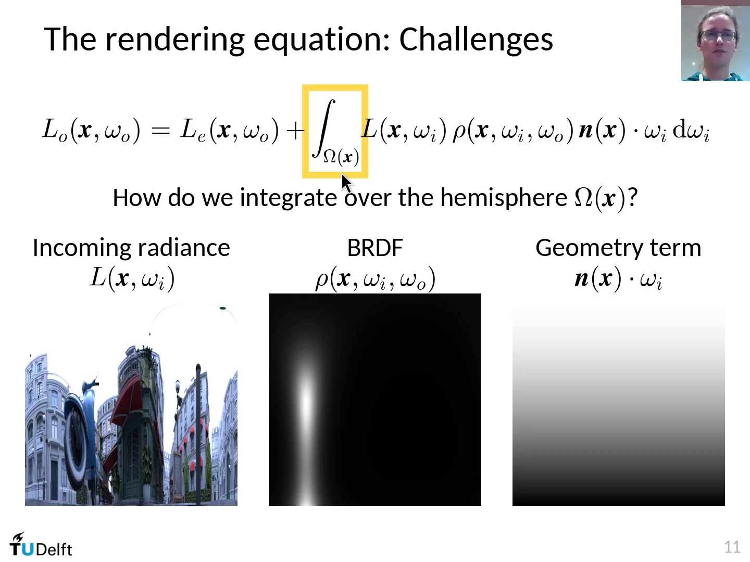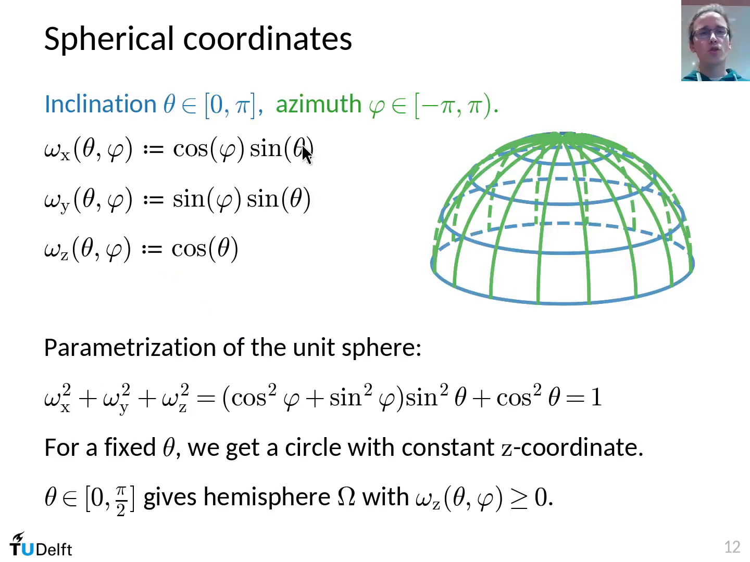So I will talk about how we deal with the incoming radiance here a bit later, but for now let's think about how we can define and how we can compute such an integral. To do this, we need spherical coordinates. Spherical coordinates describe normalized direction vectors, so points on the sphere, using two angles. The first one is called the inclination, theta, and the second one is called azimuth, phi.